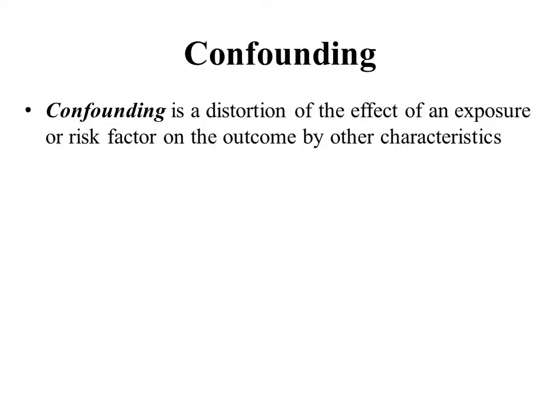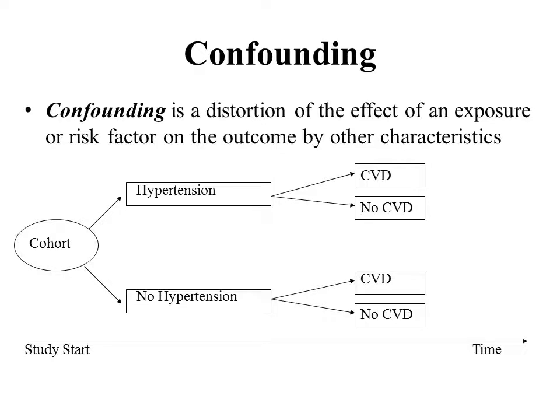Confounding is an important issue, and one that we'll talk more about later on in the semester. Confounding is defined as a distortion of the effect of an exposure or risk factor on the outcome by other characteristics. So in a study, we're often looking for a relationship between a risk factor and an outcome. And oftentimes there's more than one risk factor involved. And so that can create some confusion or some complex issues that we have to deal with.